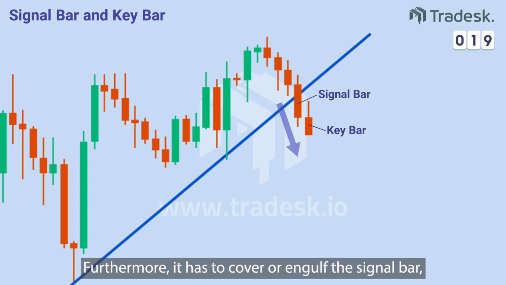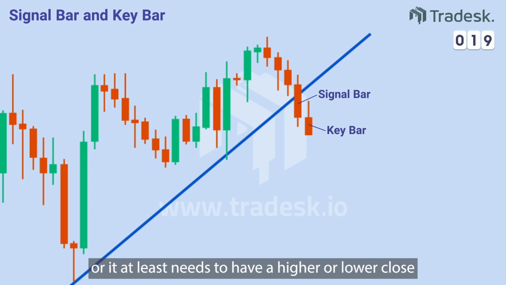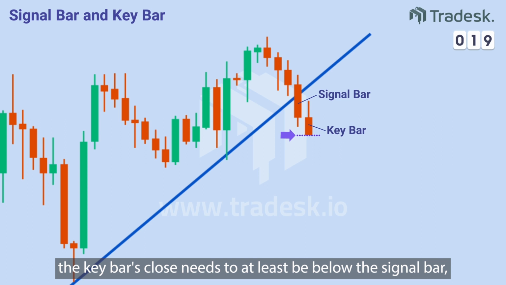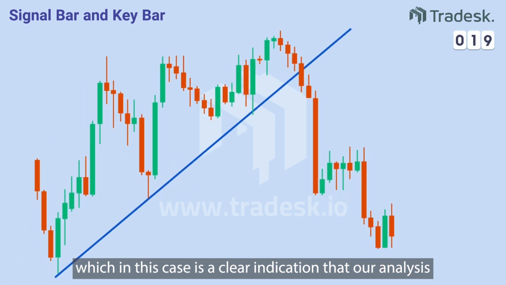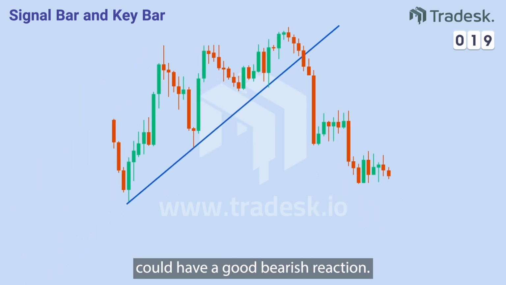Furthermore, it has to cover or engulf the signal bar, or it at least needs to have a higher or lower close compared to the signal bar, which in this case, since our analysis is indicating a bearish movement, the key bar's close needs to at least be below the signal bar, which is a clear indication that our analysis could have a good bearish reaction.